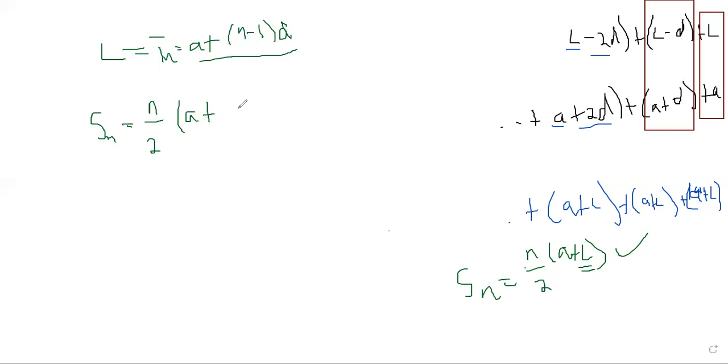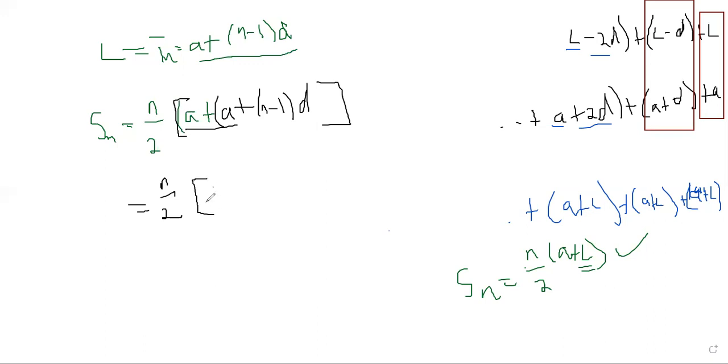So let me use a different color. So that will be a plus, let me use a square bracket here so that you see this one, a plus (n minus 1)d, right? So you see that we have a and a, they're the same. So you'll be having n over 2, and then open your bracket, that will be 2a, and then plus (n minus 1)d, right?